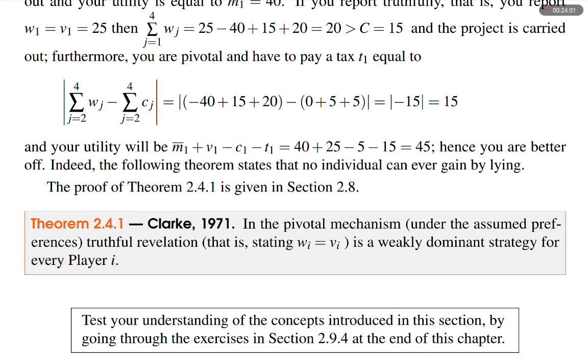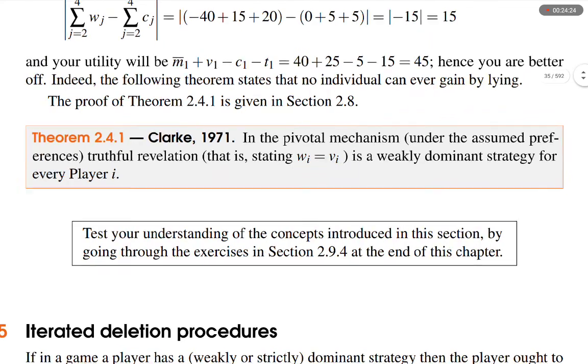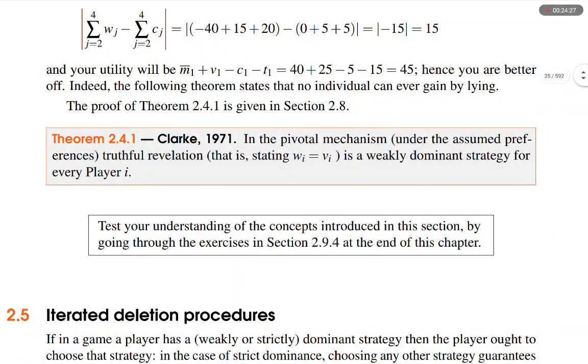Theorem 2.4.1, Clarke, 1971. In the pivotal mechanism under the assumed preferences, truthful revelation, that is stating W sub I equals V sub I, is a weakly dominant strategy for every player I. Test your understanding of the concepts introduced in this section by going through the exercises in section 2.9.4 at the end of this chapter.